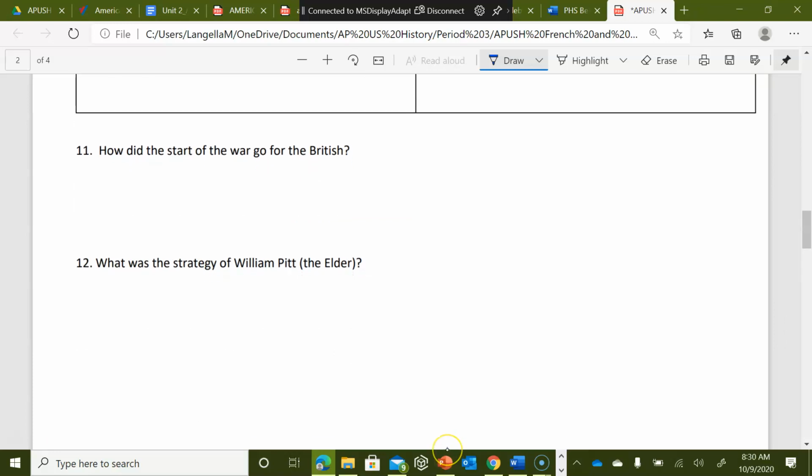So I kind of mentioned this next question, how did the war start for the British? It's pretty bad. Right, they were losing a lot. Specifically, one of the first major battles, General Braddock had basically.